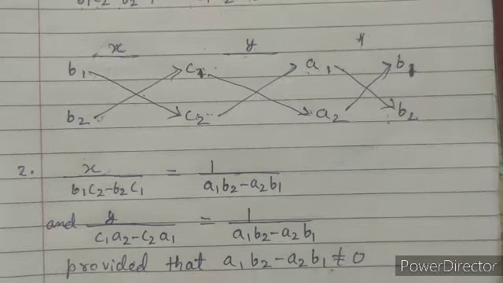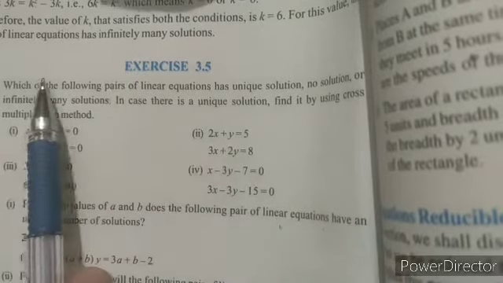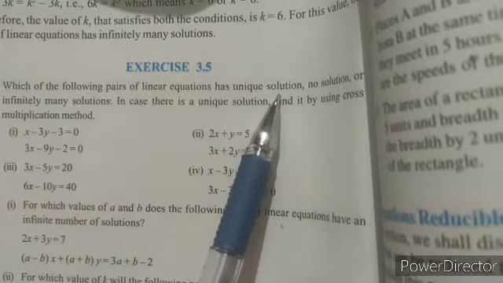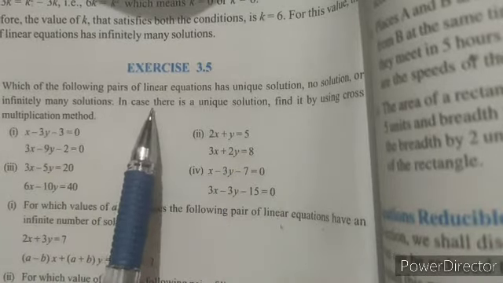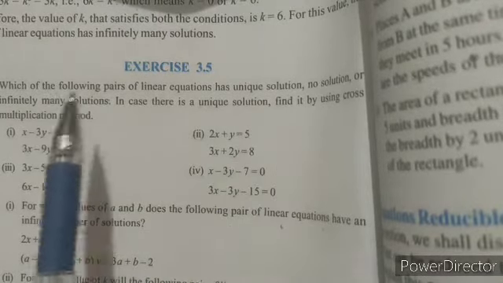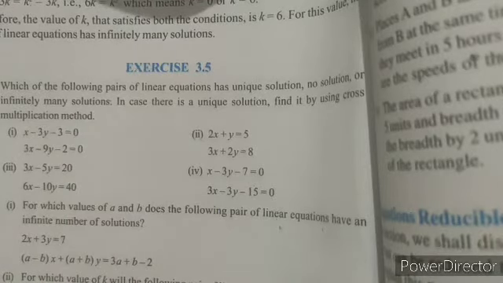Now let us start exercise 3.5. The first question of the exercise is asking which of the following pairs of linear equations have a unique solution, no solution, or infinitely many solutions. In case there is a unique solution, find it by using the cross multiplication method. So I am doing the first and fourth parts of this one.